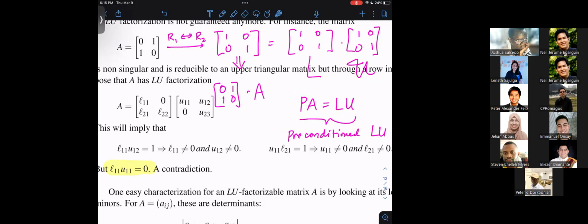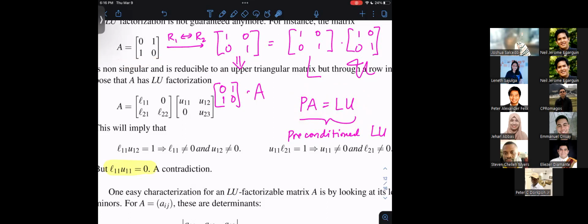So we need to precondition the matrix A before performing the LU factorization. Okay. Now this is still valid, right? Because the solution for this system is equivalent to the solution for the system AX equals B. But again, there's an additional step, the preconditioning of the matrix A, right?